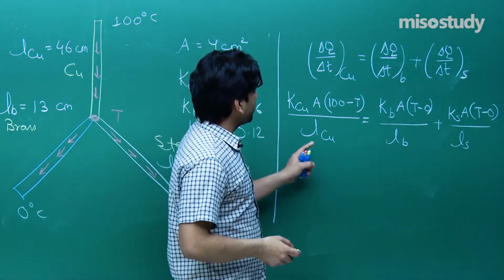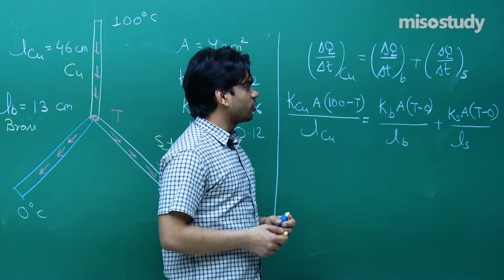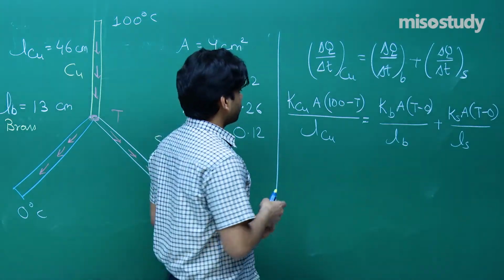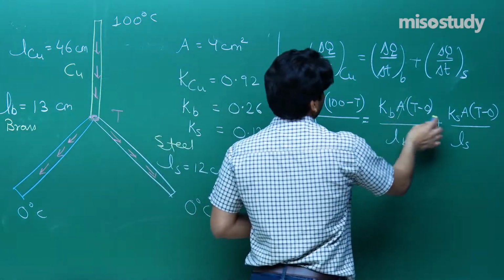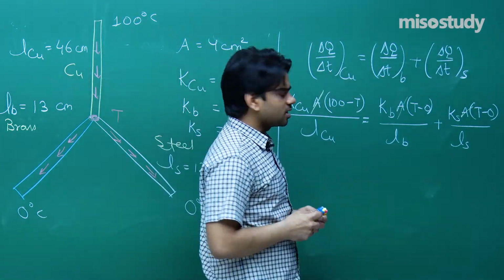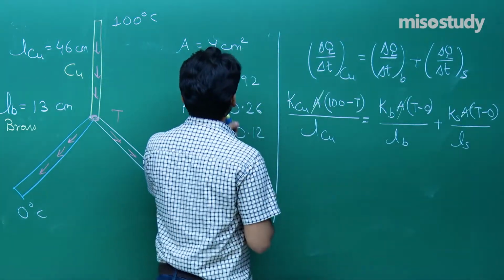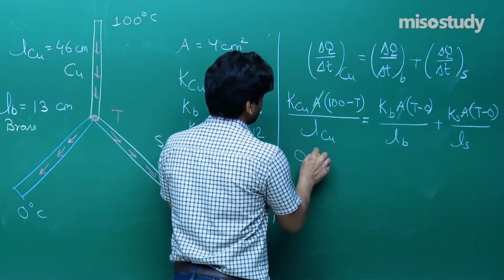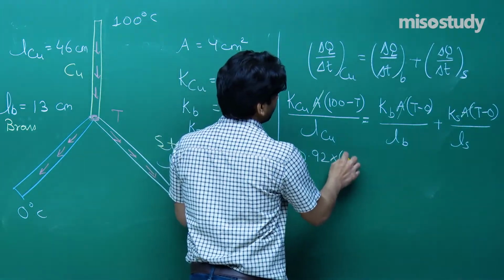K of copper is given, L of copper is given, L of brass is given, L of steel is given. Everything we can place with proper values. A and A will cancel out. K of copper is not in the proper CGS system, so let me put the value as 0.92 with proper CGS units, multiplied with 100 minus T.